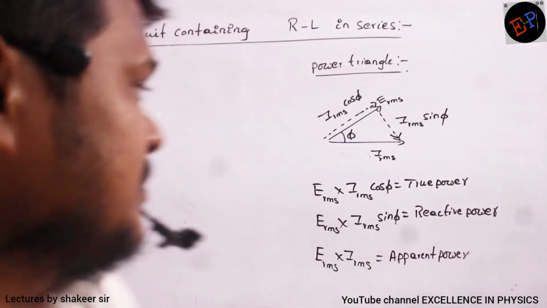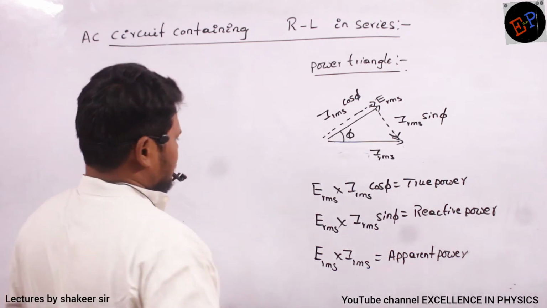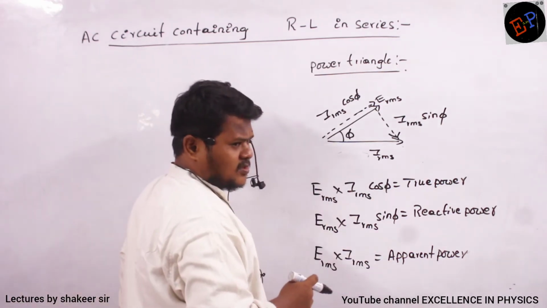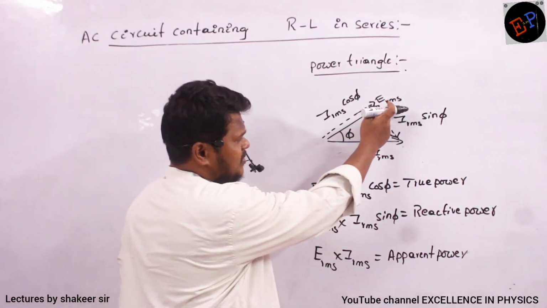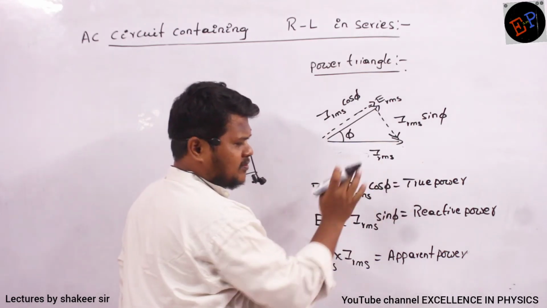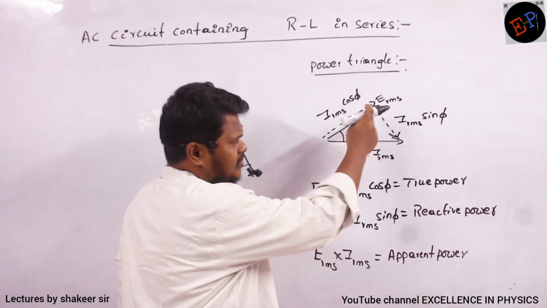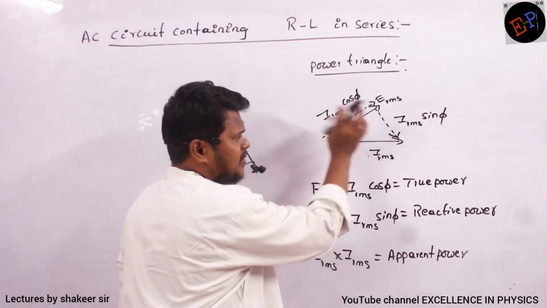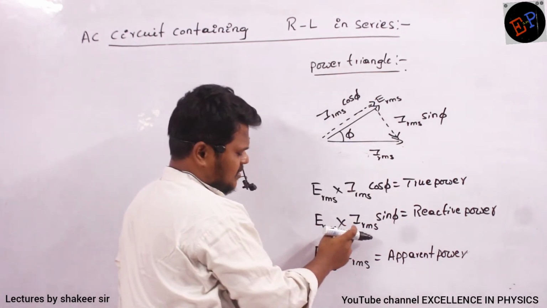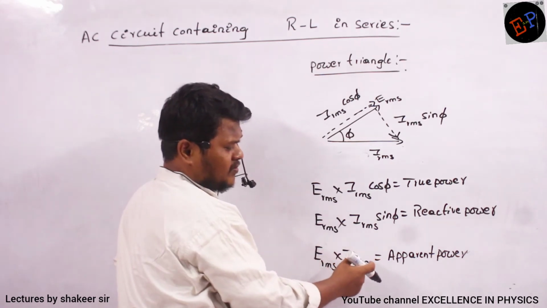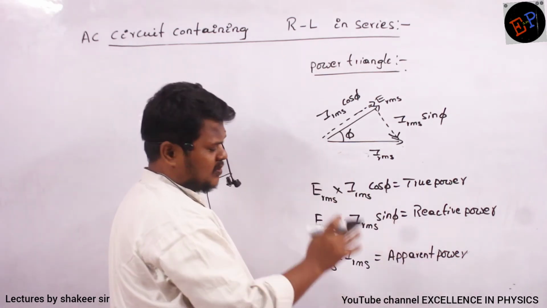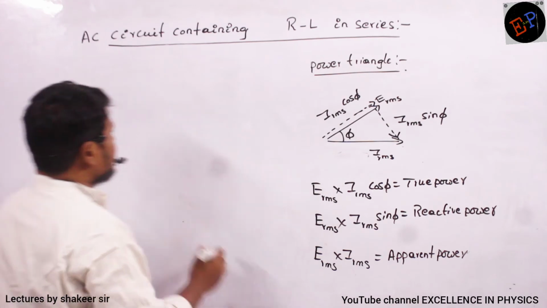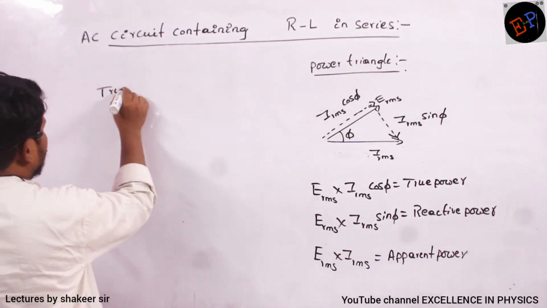Okay, Sima, understood? Which is the true power here? ERMS multiplied by IRMS cos pi will become the true power. And what is meant by reactive power? IRMS sin pi multiplied by ERMS is called reactive power. And apparent power means this is the power which appears to you as if useful work, but this is not useful. Okay? So what is meant by true power?